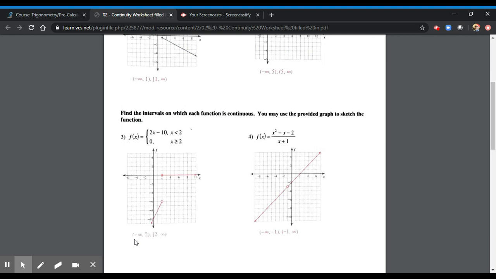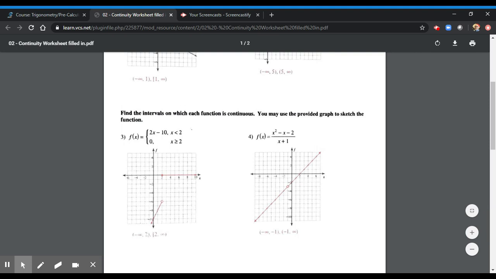So from negative infinity to 2 is one continuous section, up to but not including, and then from 2 to positive infinity. And up here again, for number 1, that was from negative infinity to 1, but not including it, and then from 1, including it, to positive infinity.